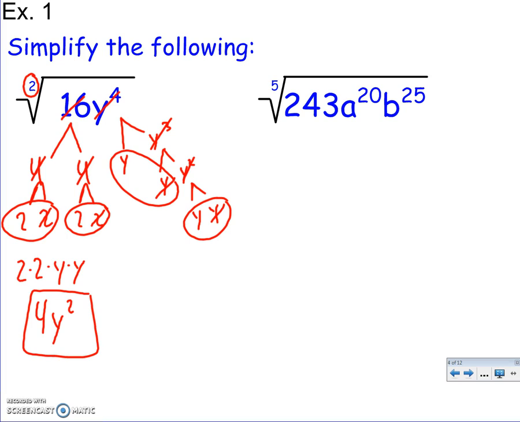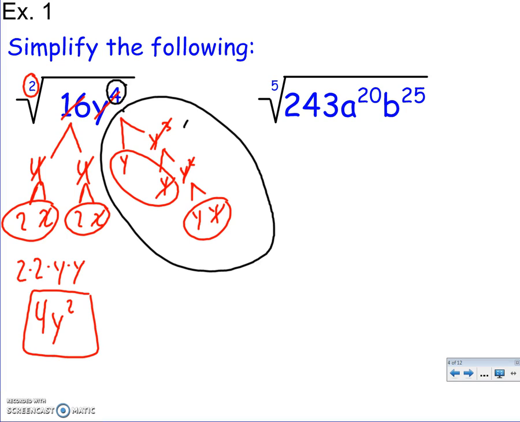Right? Now for the numbers, you're going to have to break it down like that. For the letters, it is a pain to write this and keep taking it down one at a time. So there's a shortcut. The shortcut is this. Just divide the exponent of the letter inside by the index. So 4 divided by 2 is 2. That's why y squared came out.